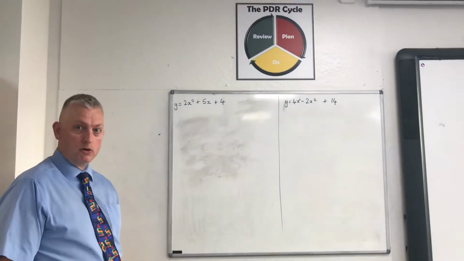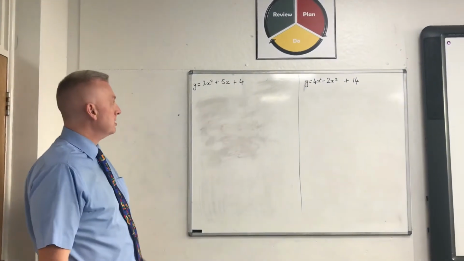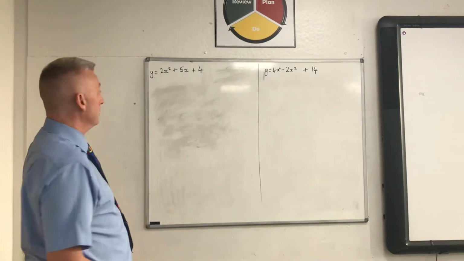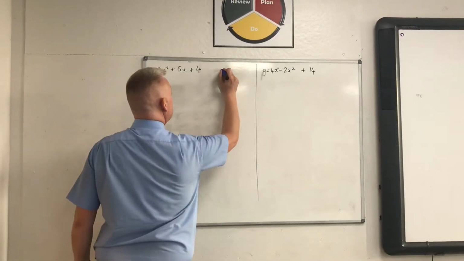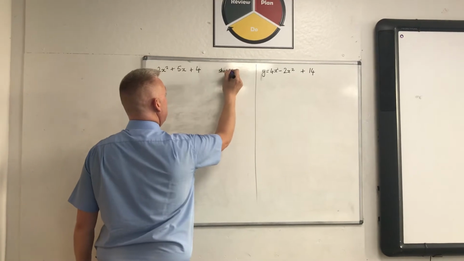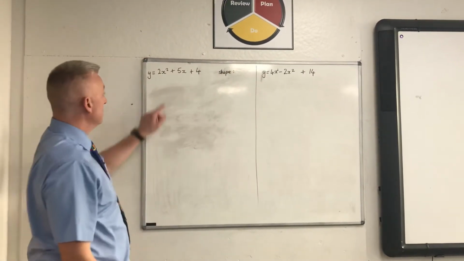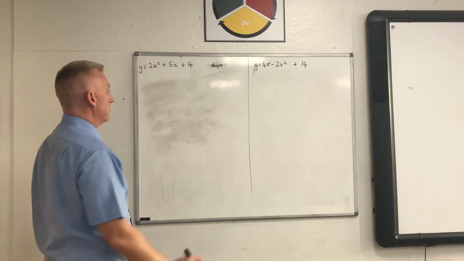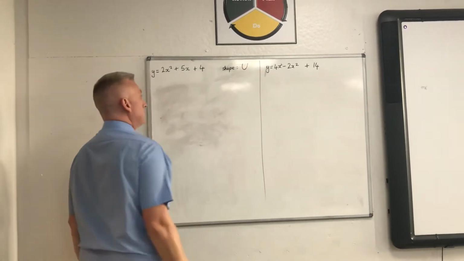Okay, hello. We're going to look at doing some sketching of quadratics. So we're going to first think about the shape. What is the shape? Well, the shape is going to be happy because there's a positive coefficient of x squared. So we have that shape.